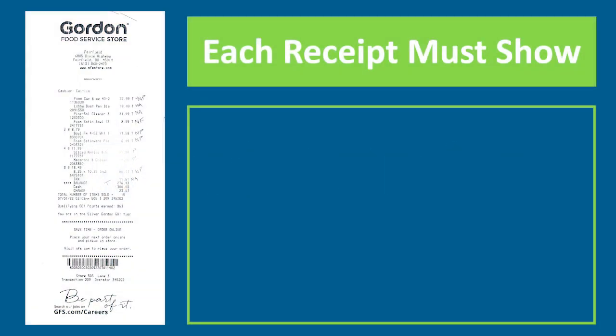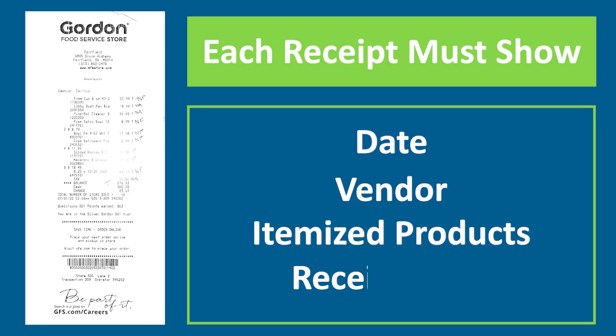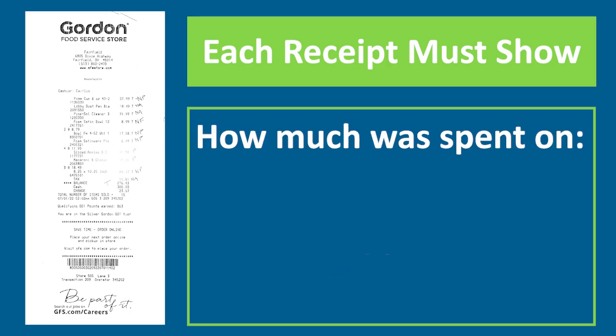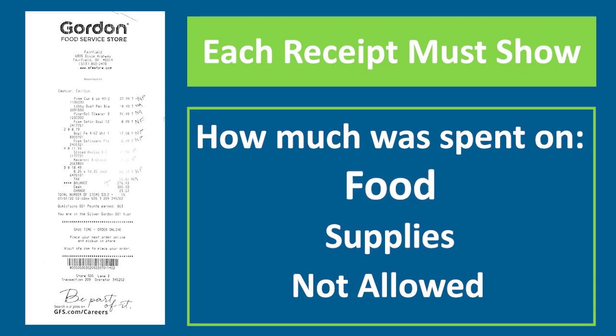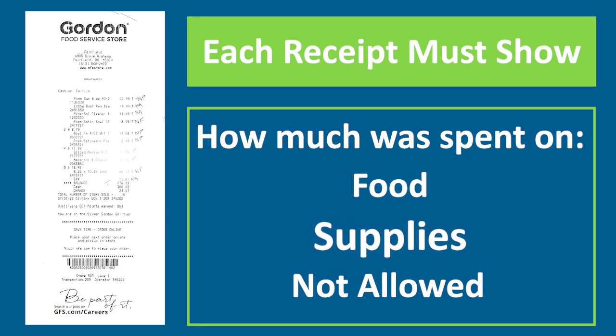Every receipt must display the date, vendor, itemized products, and receipt total. You should note on each receipt how much was spent on food, how much on supplies, and how much of the purchase was not allowed. Those are the only 3 choices you have. Every item is either food, supplies, or not allowed.